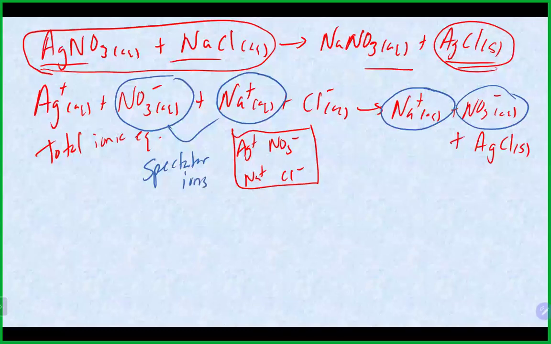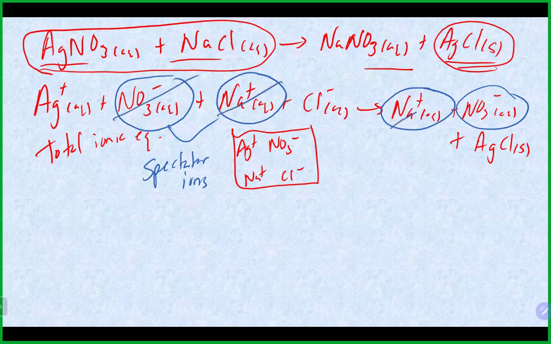And spectator ions are pretty much what it sounds like. They're still floating around the solution. They're just hanging out, floating around the solution. They're really not part of any type of product being made in this particular reaction. So typically what we do with the spectator ions is we cancel them out on each side. And that's again why you should have equal amounts of those guys on each side.